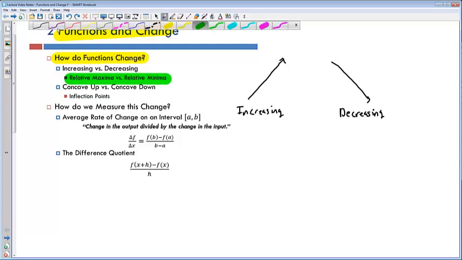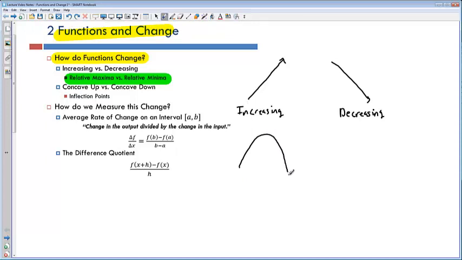The idea is if you put these two changes together, suppose you increase and then you decrease, versus you decrease and then you increase, you get a relative maxima or minima. So right here, this highest point is what we would call a maximum. And this lowest point down here, we would call a minimum.